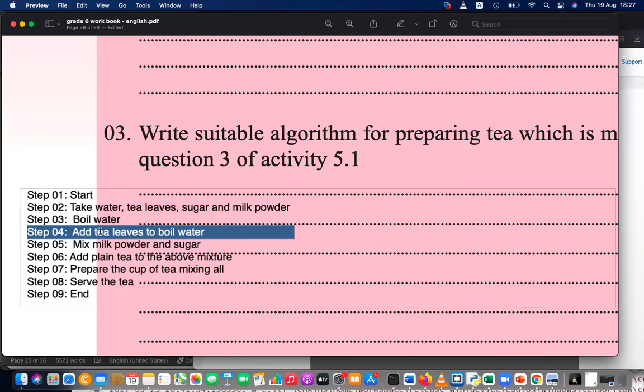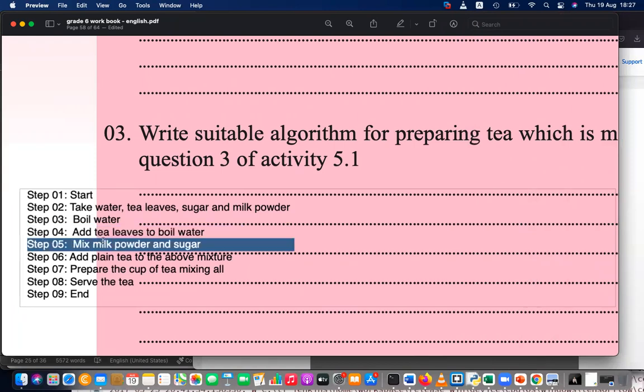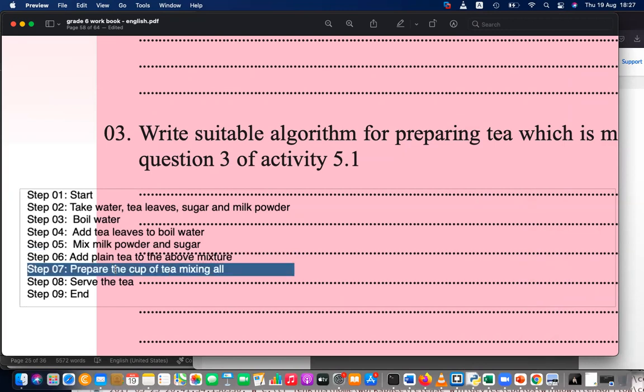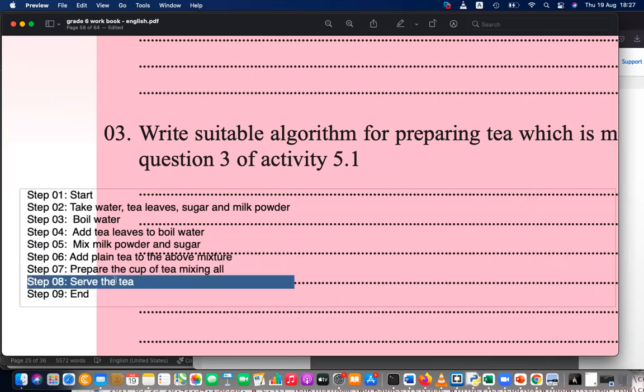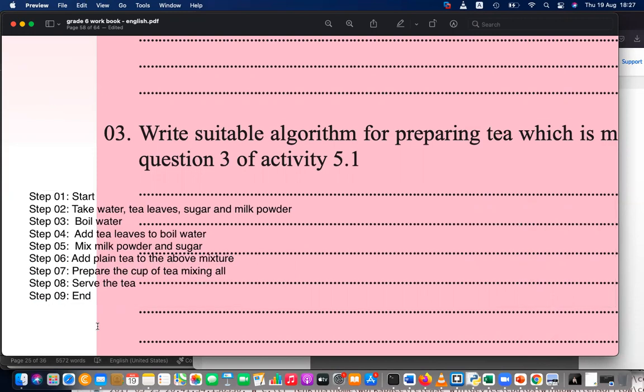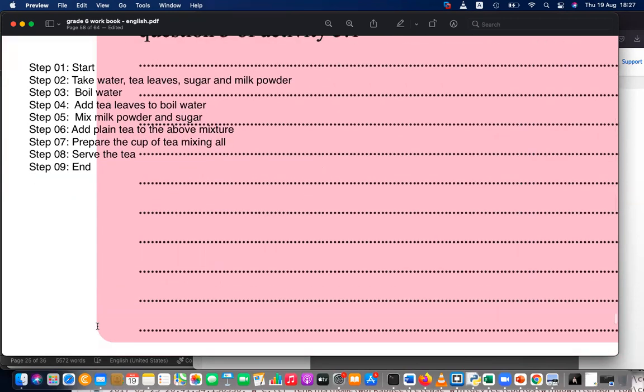And then you have to mix the milk powder and sugar. That is also a process, step number 5. And add plain tea to the above mixture, that is also a process. And prepare the cup of tea by mixing all, it's also a process. Serve the tea, that is the output. It's a process as well as the output. And then end of the algorithm. Okay, you can write down this. If you have any doubts, you can ask, right?